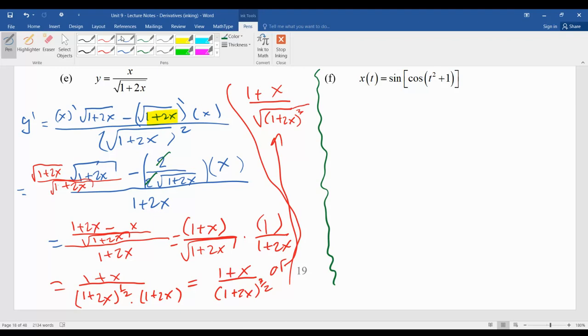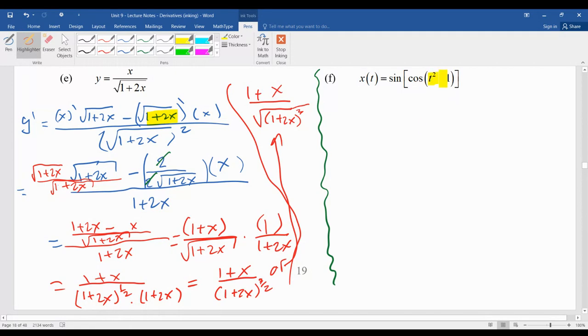Okay, let's do an example. Example F. So example F, we don't have a product here. We have to be careful. This is sine of cosine of t squared plus 1. This is not a sine times cosine, so there's no product rule in here.